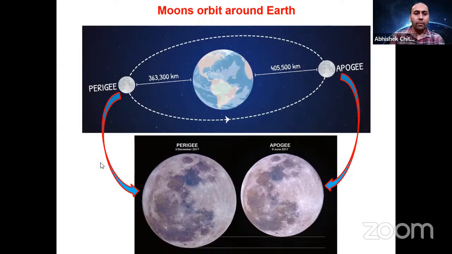I repeat, whenever the moon reaches perigee, the size is this much. This is a comparison of sizes, and these are real photos. And whenever the moon reaches apogee, the size is this. So you can see the difference in sizes. The diameter changes. I repeat, this is not noticeable with our naked eyes easily.